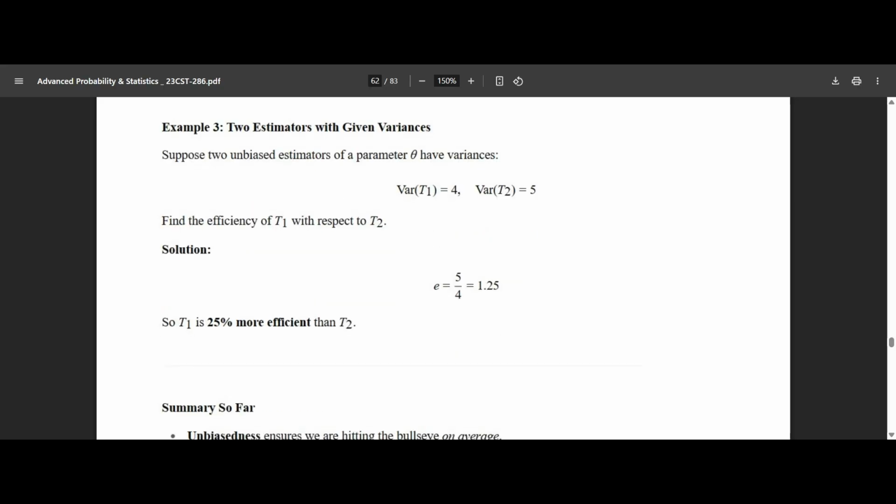Two estimators with given variances. So suppose two unbiased estimators have variances 4 and 5. Find efficiency with respect to T2. So with respect to T2 का मतलब क्या है?